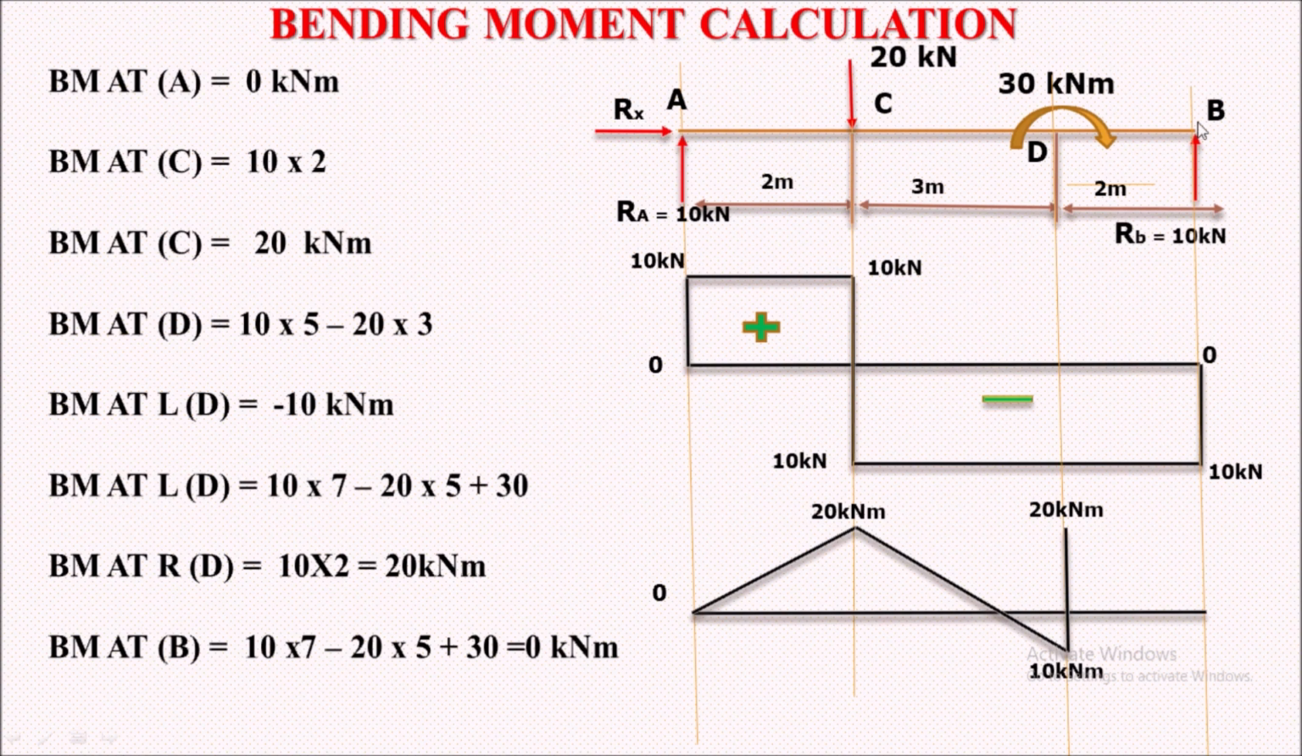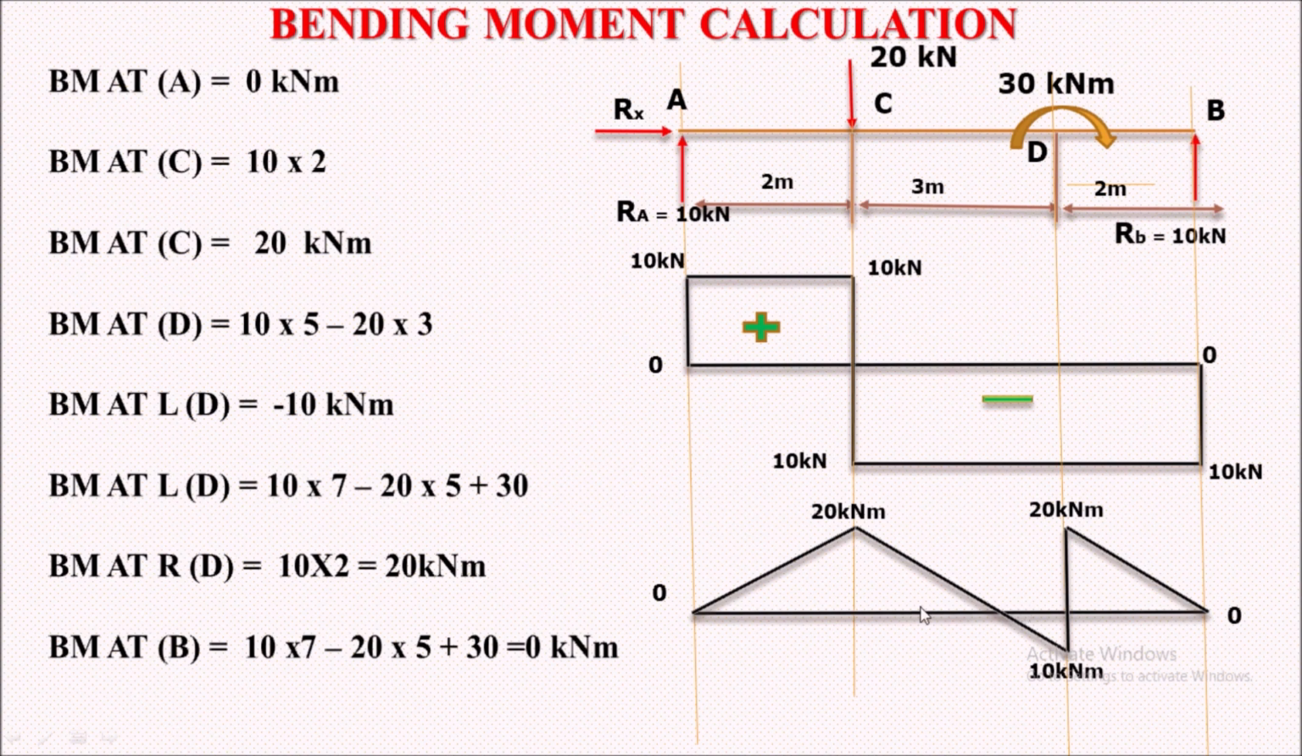Now lastly we'll take the bending moment at point B. So the bending moment at point B will be what? 10 kilonewton at a distance of 7 meter, minus 20 at 5 meter distance, because this will create an anti-clockwise moment, and then we have a couple which is acting clockwise, plus 30. On solving this we will get 0 kilonewton meter at point B. So at point B we have a bending moment of 0 kilonewton meter.